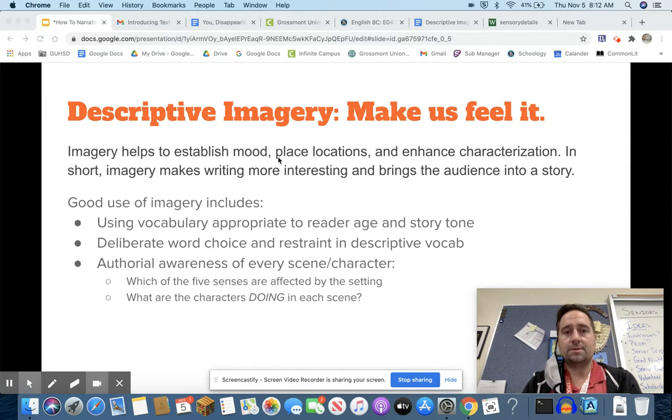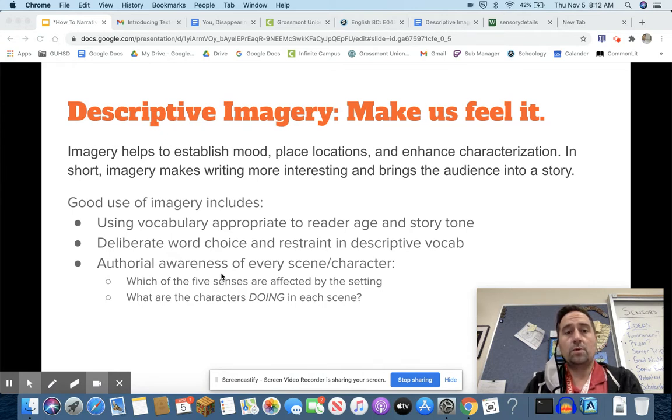Just ideas about descriptive imagery and what it means. It helps to establish the mood of a scene or a chapter or a book, the place and location that you're in. It enhances characterization, right? It gives you a way to imagine specific things about characters that are important to understanding them and understanding the tone of the writing. It just makes things more interesting and brings life to a story.